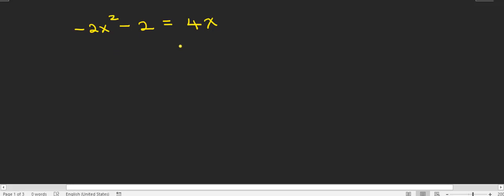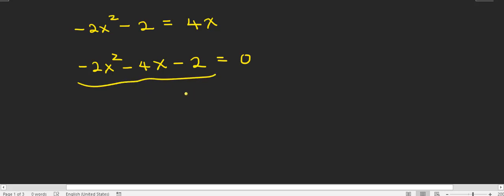And now, how would you solve this by the graphing method? First, you want to make one side equal to 0. So let's subtract 4x from both sides. You're going to get -2x squared minus 4x minus 2 equals 0. Now what you want to do is graph this portion right here and find the x-intercepts. And that is going to be the solution. And that's how you solve by the graphing method.